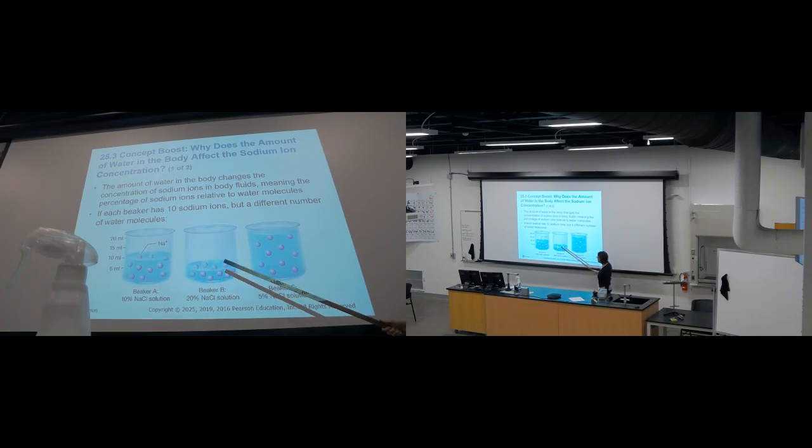And then in beaker B, you have 1 gram, same as this, but instead of 10 milliliters of water, you have 5. That makes it 20%. And then in this beaker, you have 1 gram of sodium chloride, but instead of 10 milliliters or 5 milliliters of water, you have 20 milliliters. That makes it 5%.